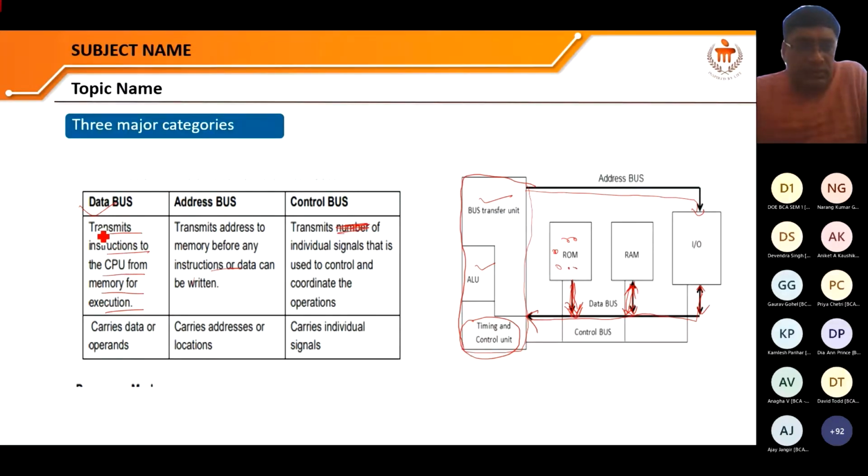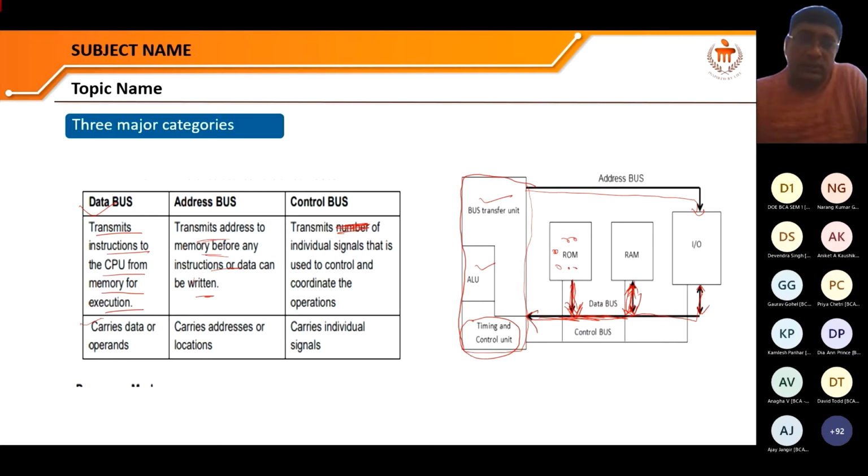Here we can see the data buses, and this can transfer the information from the CPU. It carries the data or operation, and it can also carry the data for the operations. In the address buses, we transmit the address in memory before any instructions or data can be written. So what do the address buses do? They transmit the memory address where we are going to store the data. This is the main work of the address buses.